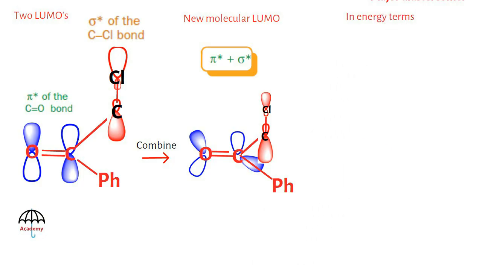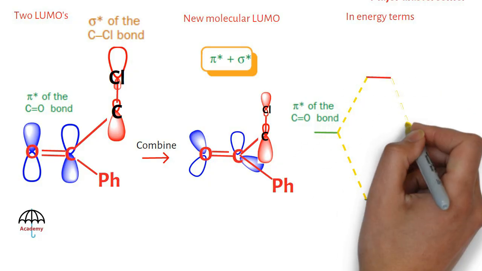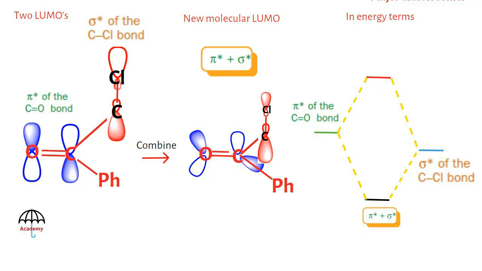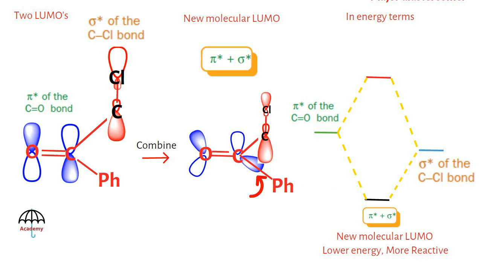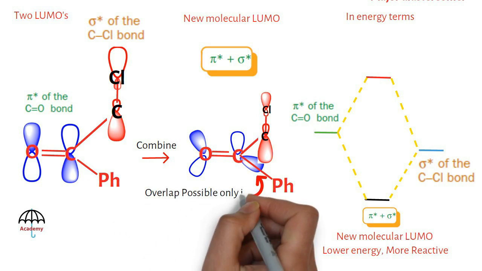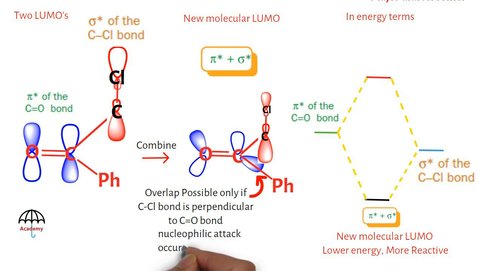In energy terms, we can show that pi star of the carbonyl and sigma star of the carbon-halogen bond combine to form two new molecular orbitals. One higher in energy than the combining orbitals and one new molecular LUMO, lower in energy, hence more reactive than combining orbitals. And the most important point is that this overlap is possible only if carbon-halogen bond is perpendicular to carbonyl bond. Nucleophilic attack then occurs easily on this new lower energy molecular LUMO.